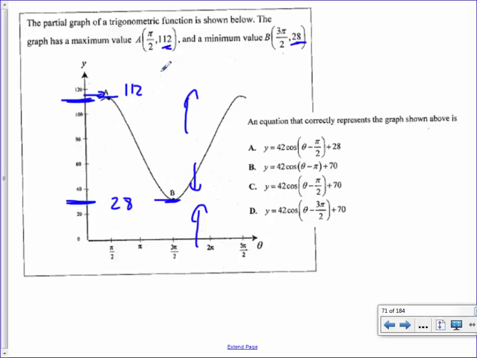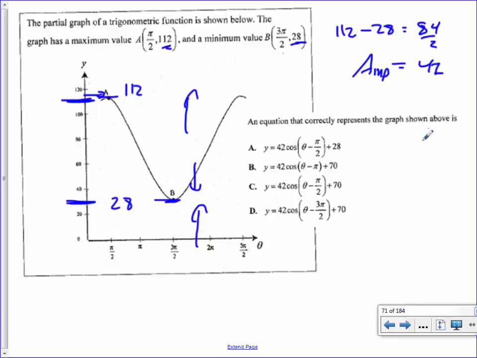That can be used to help us find our amplitude. How far is it from 112 to 28? How much was it? 84. So from highest to lowest is 84. If I cut that in half, that means my amplitude is 41. Because I'm going up 41 and I'm going down 41. 42. Thank you. Did that make sense, minus the fact that I can't do basic math in my head?